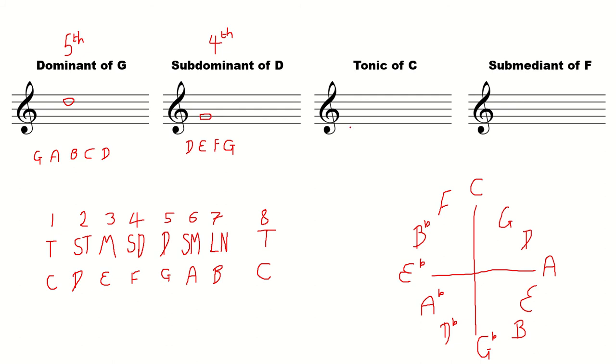There we go. Tonic of C. Here's an easy one. Tonic 1. So what's the first note of the C major scale? That was easy enough. It's the note C.